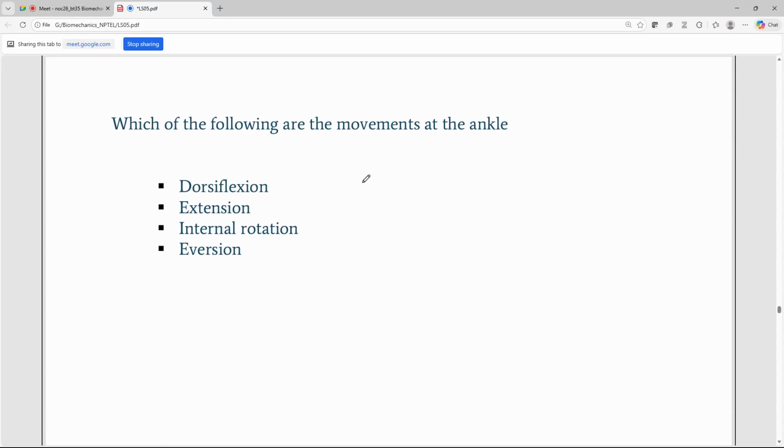Next question. Which of the following are the movements at the ankle? Options are dorsiflexion, extension, internal rotation, eversion. So which of the following are movements at the ankle?